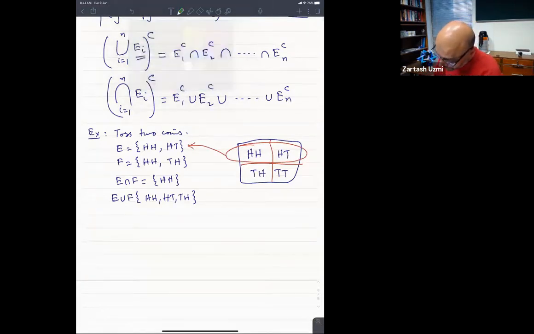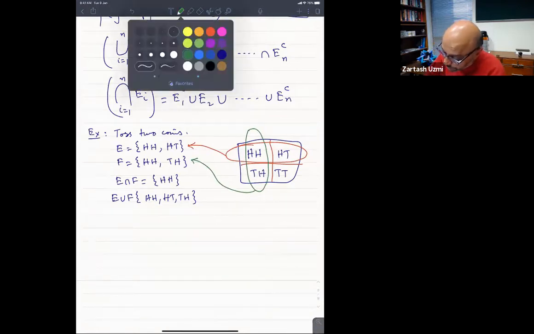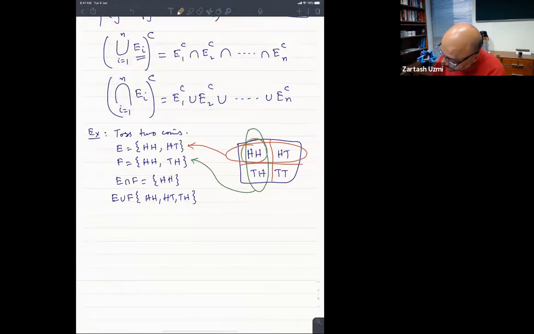ग्रीन के अंदर इवेंट F करते हैं HH और TH. This is your event F. HH and TH. ठीक है. The intersection of E and F is this guy. ठीक है. This guy here. The intersection of E and F is H and H.